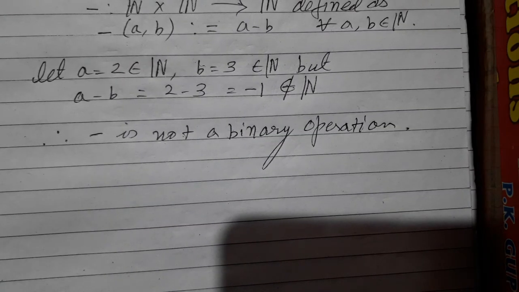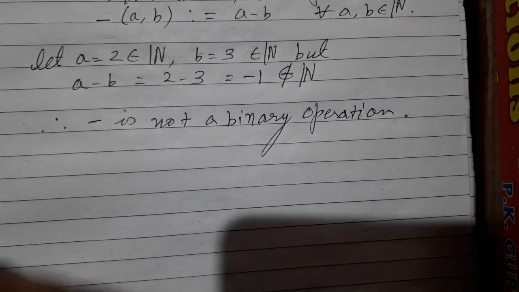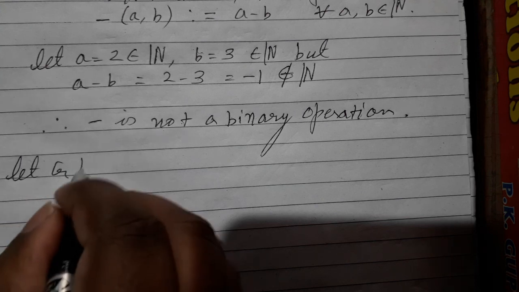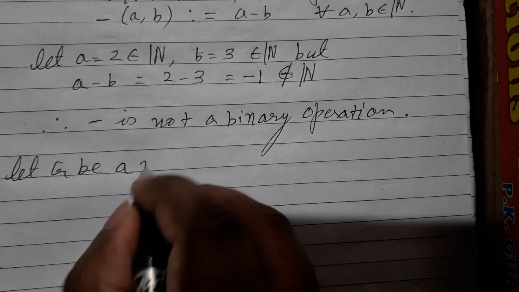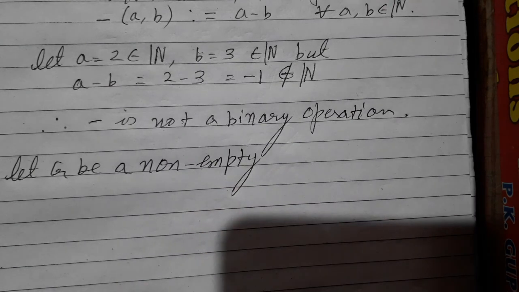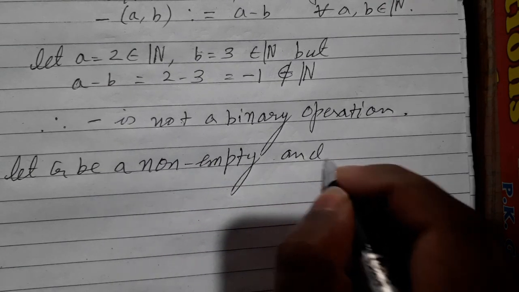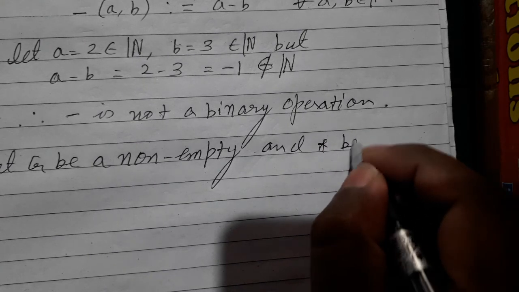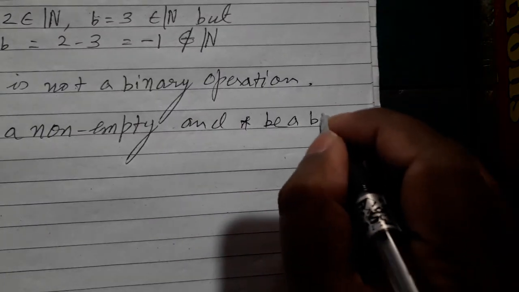We should understand about the group also, because in vector space we need to prove it is a group first of all. So let us go through the definition of groups. Let G be a non-empty set, and let star be a binary operation. I've already denoted star to be a binary operation.